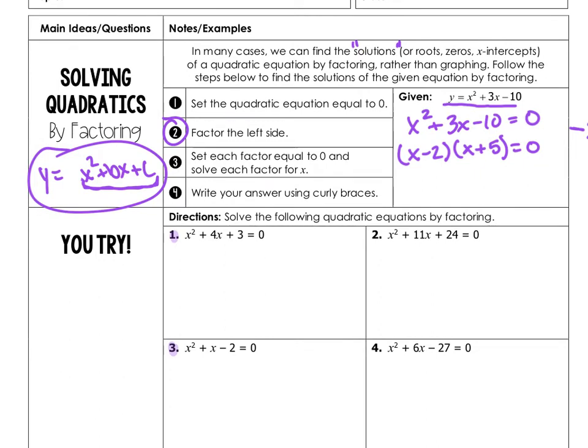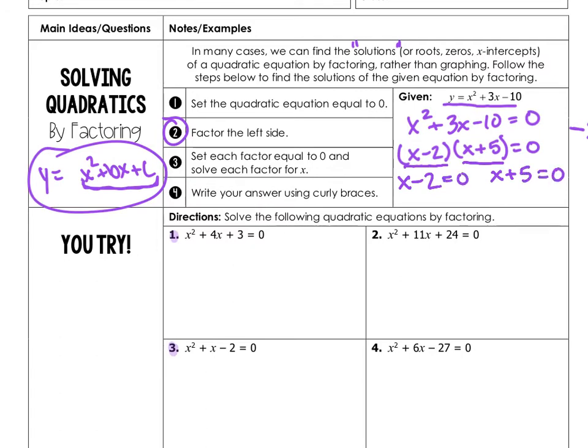And to solve a quadratic equation, first we factor it, like we have in step 2. Then we're actually going to set each factor equal to 0. Now, what do I mean by each factor? I mean each thing in parentheses. Each thing in parentheses represents one factor of the trinomial. So we're going to take x minus 2, and we're going to take x plus 5, and we're going to set each of these equal to 0.